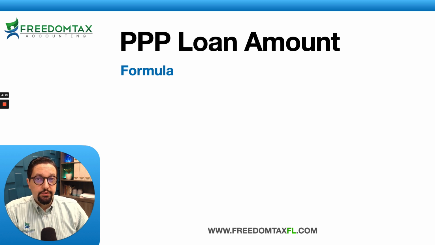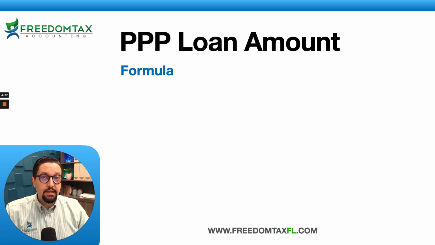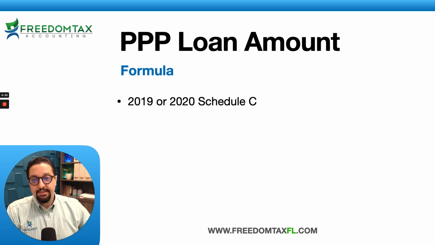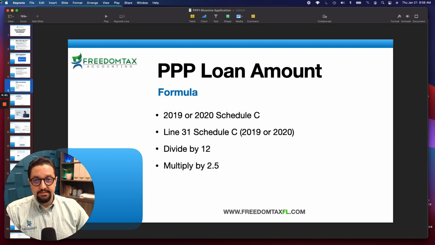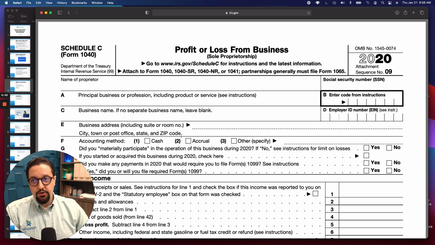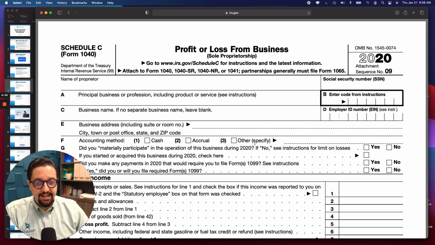Now, important to know, before you fill out this online form, that you see if you are eligible for the PPP First Draw and you have an idea of how much you're going to get approved. So this is the formula. So basically, you need to take a look at your 2019 or 2020 Schedule C, which is this form, okay? You will find this form inside your personal tax return.